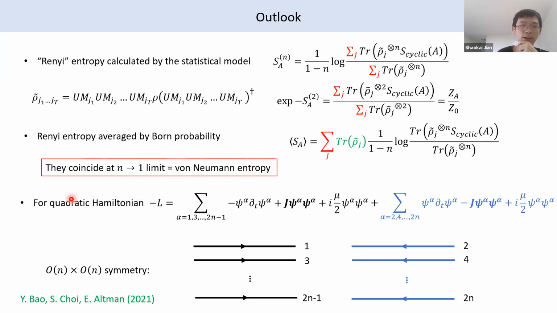So let's look at the quadratic Hamiltonian. If we take all the odd contours together and the even contours together, this Lagrangian has O2 cross O2 symmetry. Then the question is, what is the implication of this O2 cross O2 symmetry for the measurement-induced phase transition, and what is the effect of interaction? This is future work.